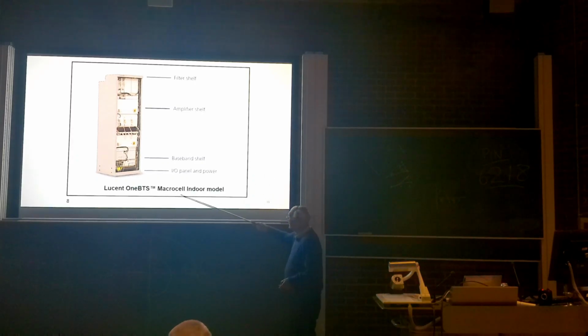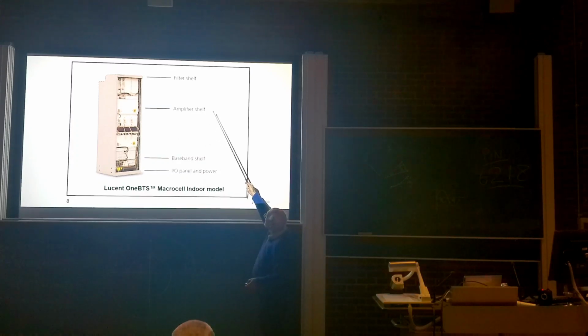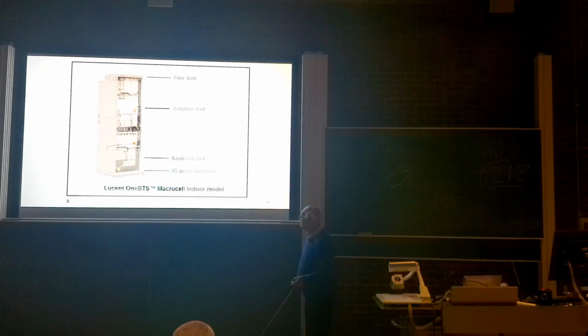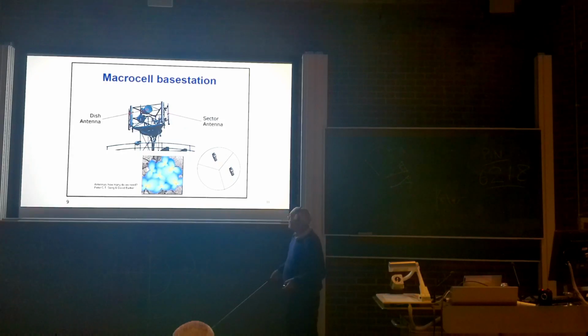So anyway, here's a typical macro cell. That means one of these big cells we've just seen. Indoor model base station, and there are the various bits. The filter shelf, we'll talk about that. Amplifier shelf, baseband shelf, that means after everything's been demodulated from the high carrier frequencies down to sort of fiber frequencies, depending on the bandwidth you need on the latest ones. And then the input-output panel and power and so on, on the Leeson BTS system.